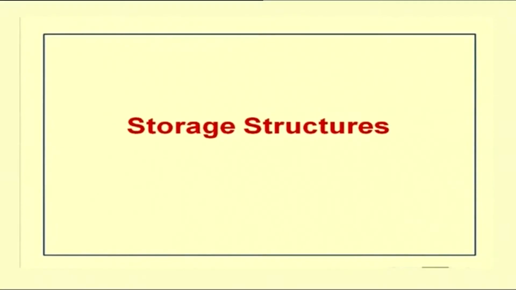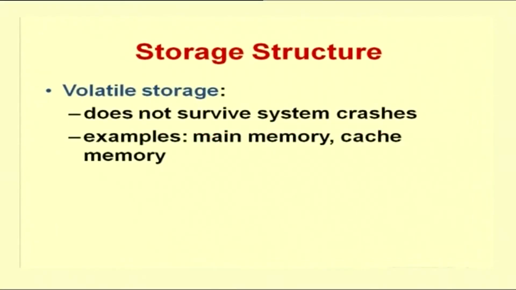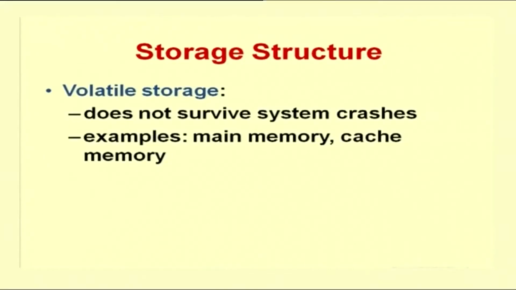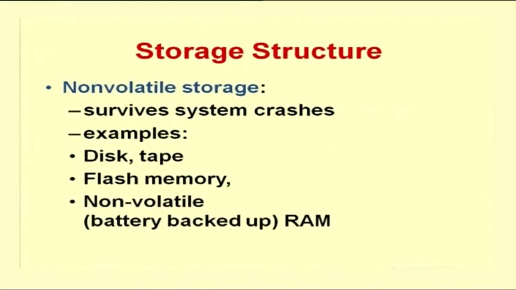Now, let us talk about storage structures. This lecture is basically going to be about storage structures, and there are different types of them. The first one that we are going to talk about is volatile storage. Volatile storage is one that does not survive system crashes. Examples of such storage systems are main memory and cache memory. Then we talk about non-volatile storage. These are storage systems that survive system crashes. Examples are disk, tape, flash memory and non-volatile RAM, which has a battery backup.